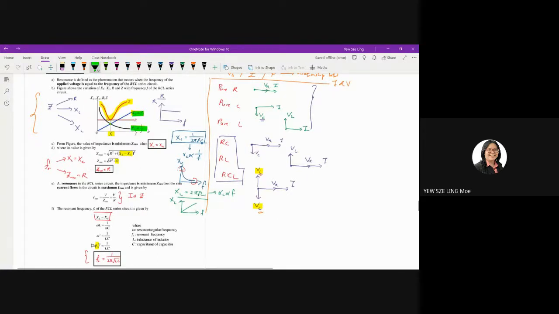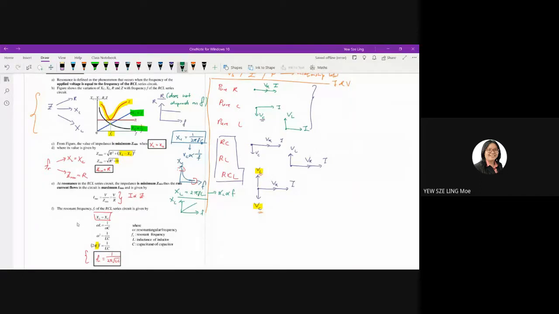And the reason why my R is a horizontal line is that it does not depend on the frequency. Okay, R does not depend on the frequency. That is the thing that you need to know. All right, so I give you a few minutes to write it down before we proceed to the new subtopic.